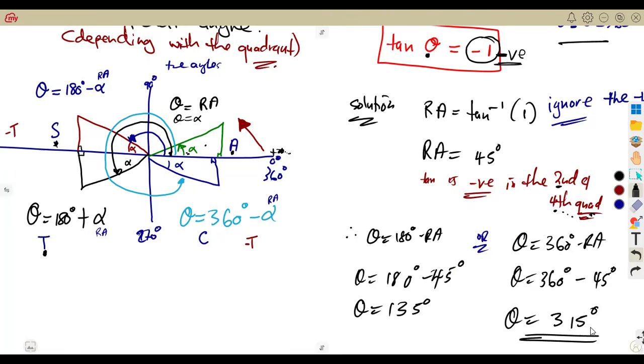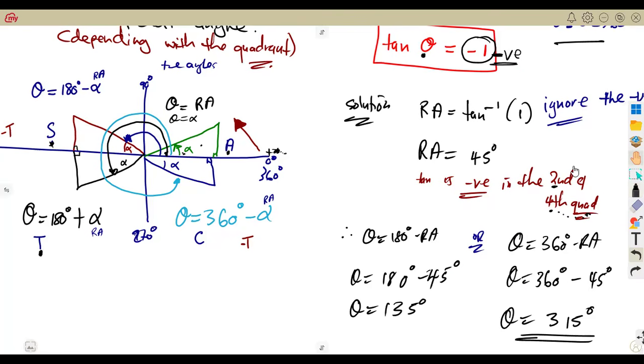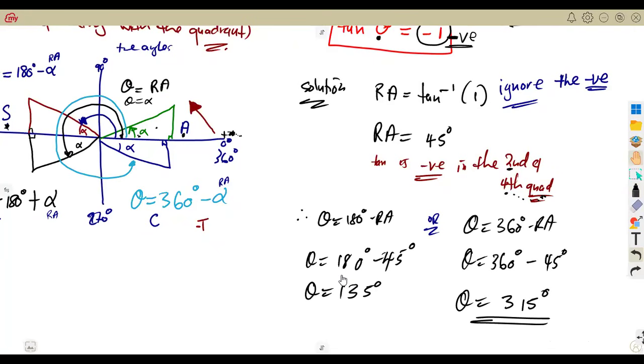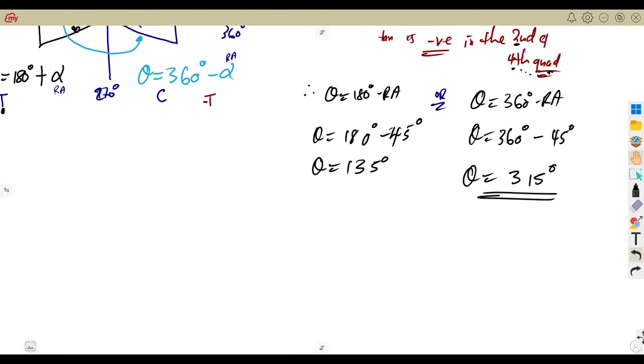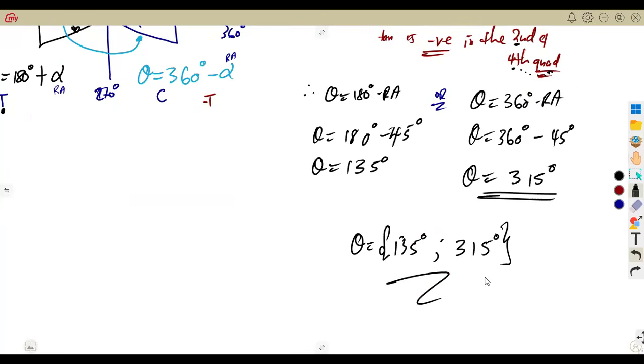You now have theta, the exact angle. So as a solution set, the theta values are 135 or 315, where tan is negative. These are the values of theta. So you can just write your solution set: theta is equal to 135 and 315. That's it, just like that.